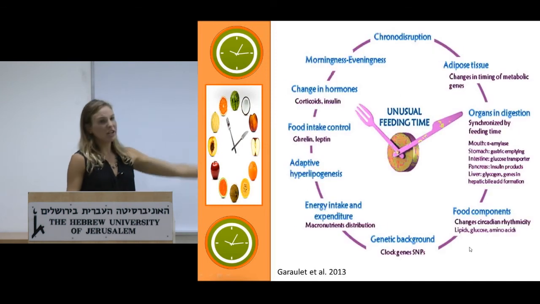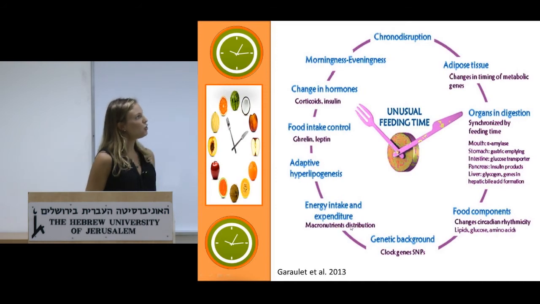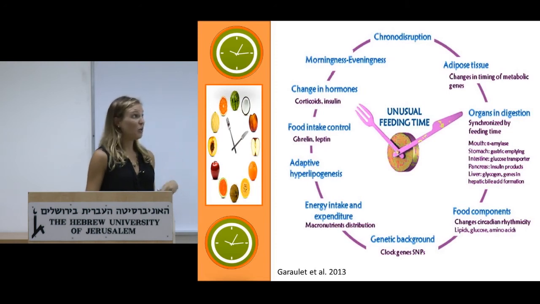And in this picture, I'm not going to go into detail, but I want you to see how an unusual feeding time can cause very, very important side effects to our body. First of all, it will cause a chronodisruption. Then we will have changes in our adipose tissue, and therefore leptin, adiponectin secretion, and organs in digestion also, because they also synthesize and secrete enzymes.